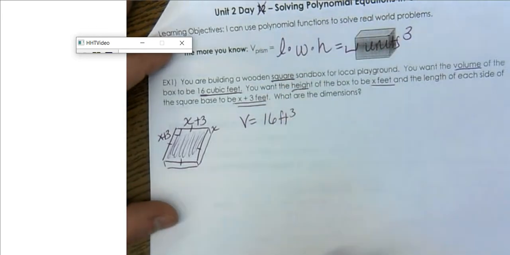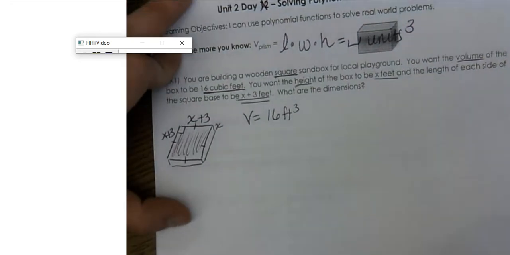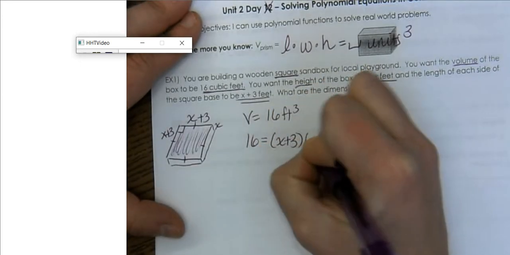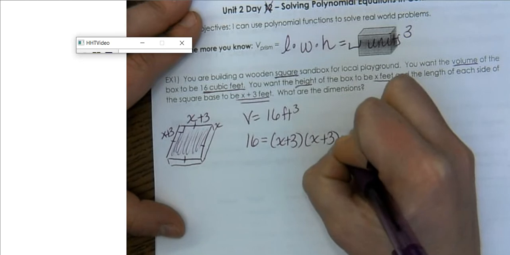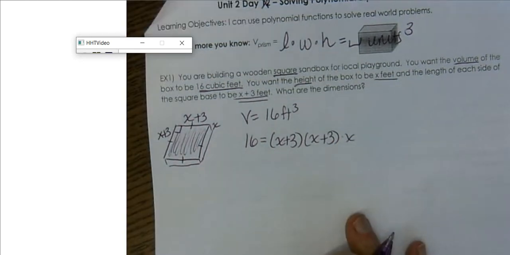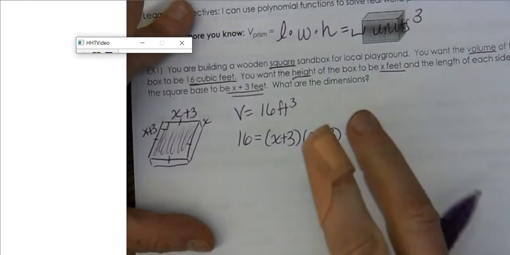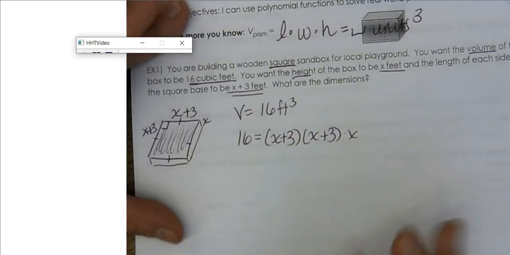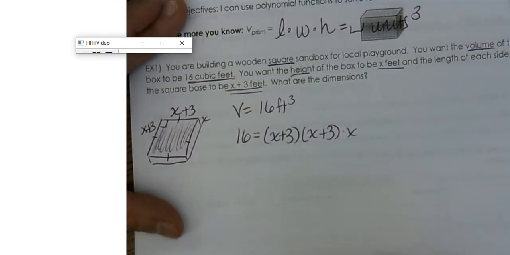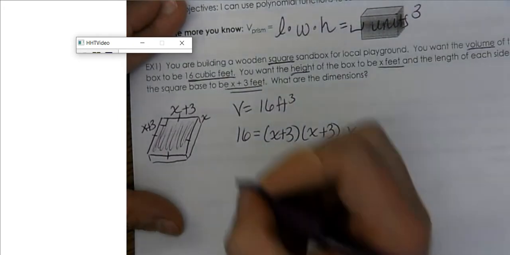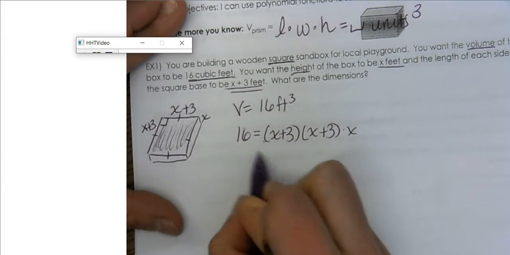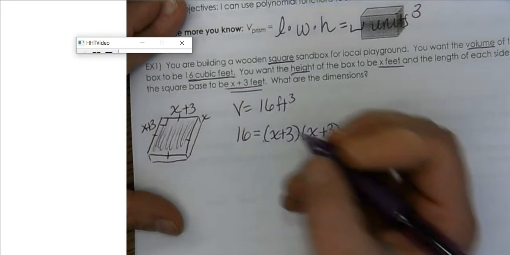And so we're going to be setting up an equation where I'm going to let my volume be 16, and it's going to be equal to my length, which is x plus 3, times my width, which is x plus 3, times my height, which is x. Now, truth be told, you don't have to order it like this. If it makes you feel better to put x in front, go for it. There's nothing wrong with that. But because this is a polynomial equation, we need this equation to equal 0. So I'm going to FOIL out the parentheses and then bring 16 to the other side to make this equation equal to 0.